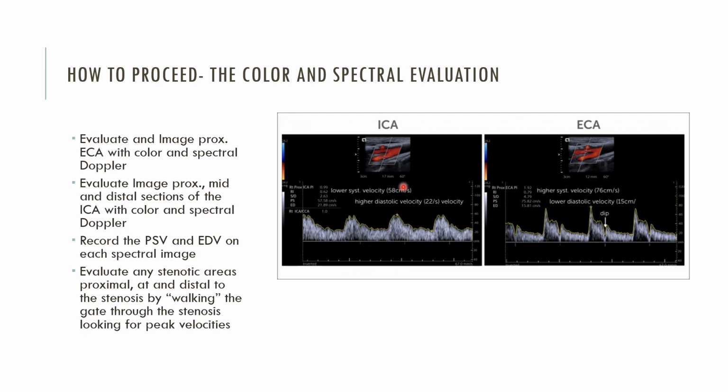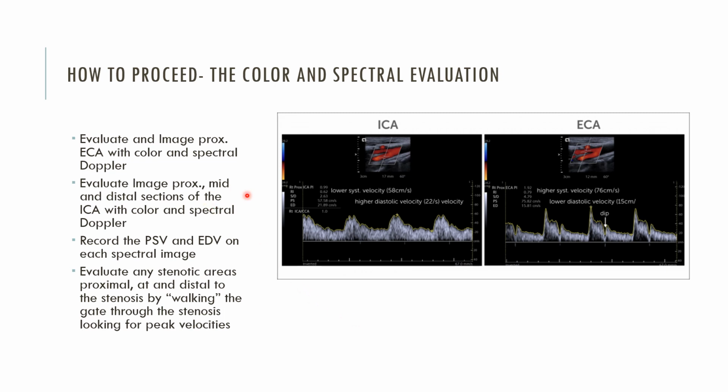angle of your box. You might have to increase your color gain. You might have to decrease your scale, which will make it more sensitive. And ultimately, sometimes you have to go to power Doppler because it is not angle dependent. And sometimes that's the only way you can really follow the ICA, especially if it's very tortuous and going very deep into the patient.